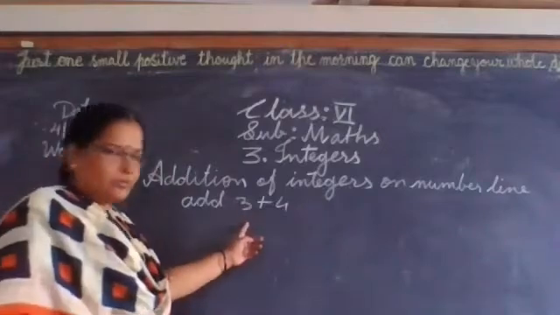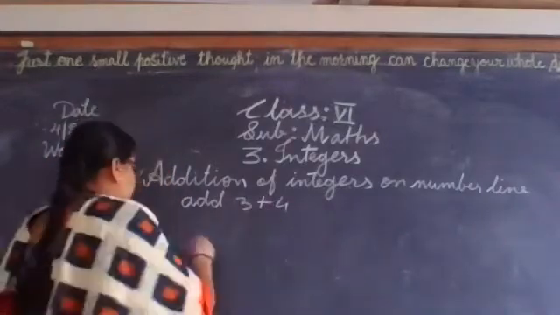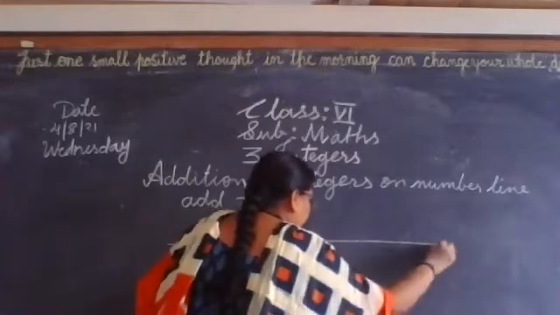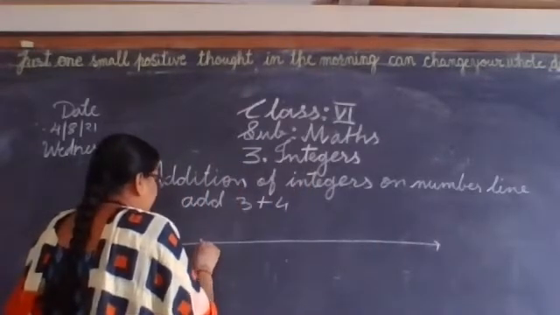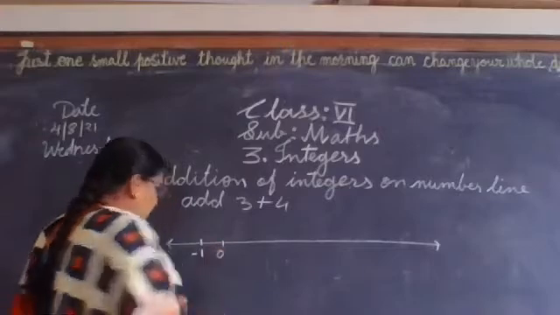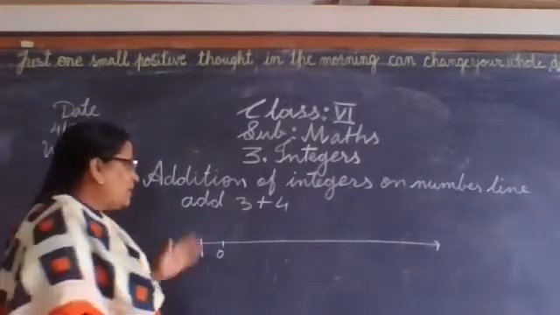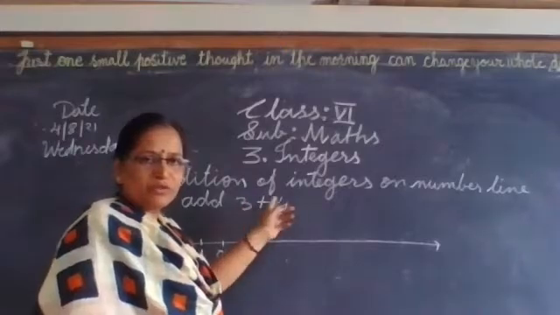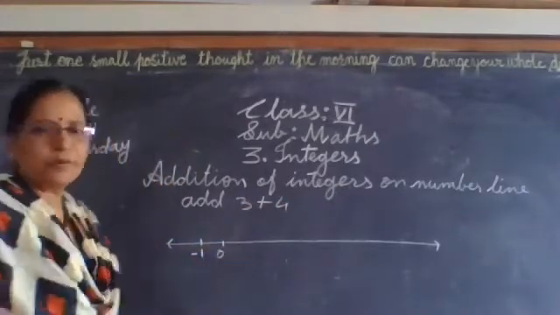Now see beta, both the numbers are positive. So we need positive integers. It is -1 and 0. See, arrowhead is given. That means what? Negative numbers are infinite. And we need only the positive numbers. Why? Because both the integers are positive. Therefore, their sum is also positive.